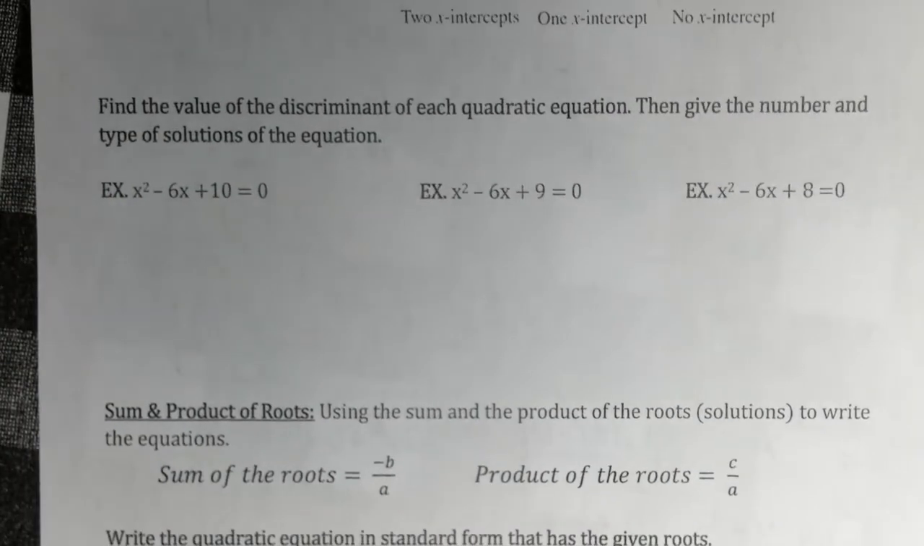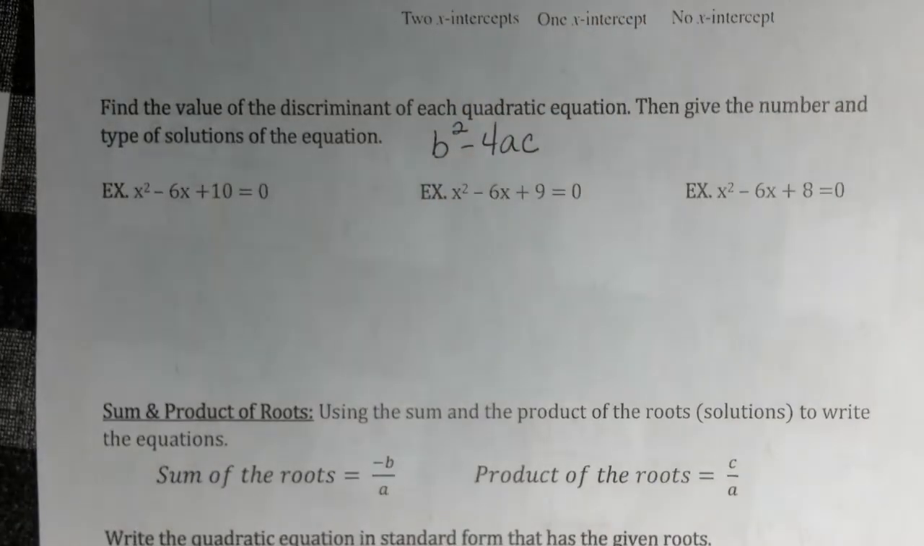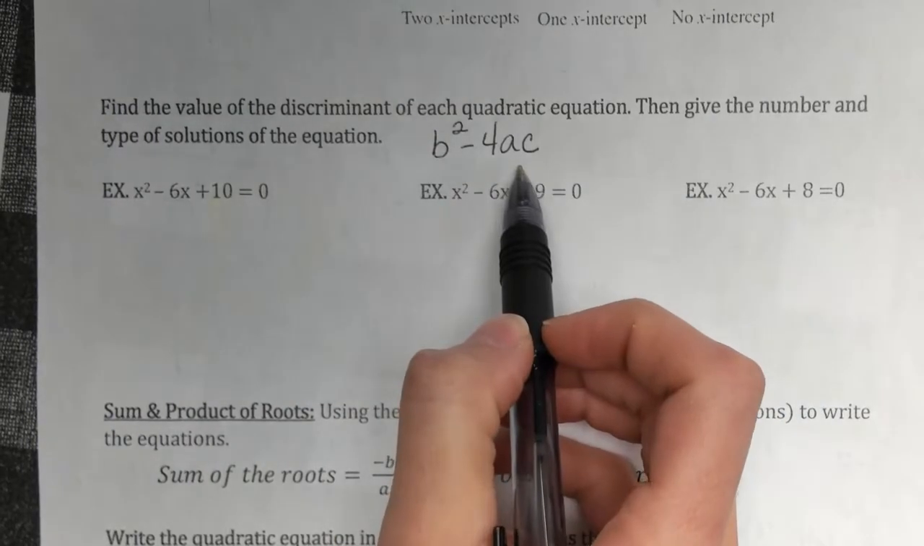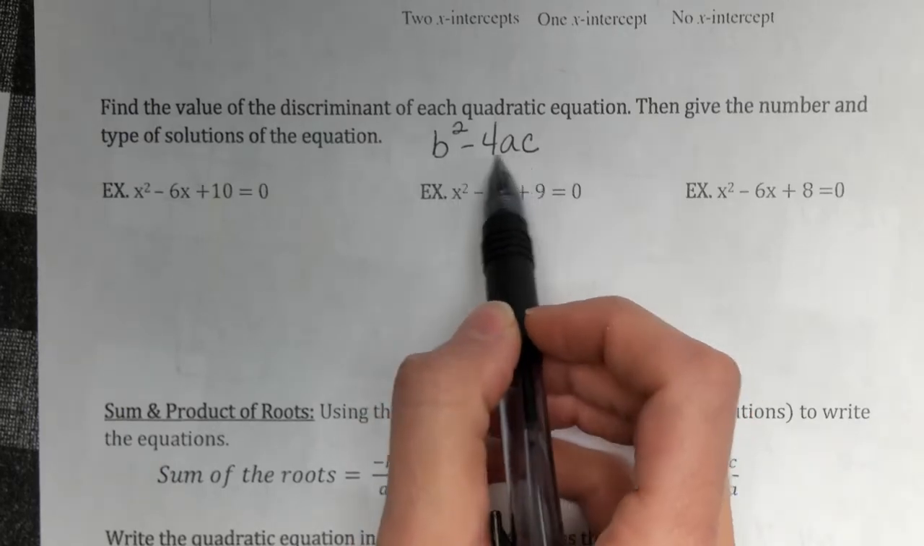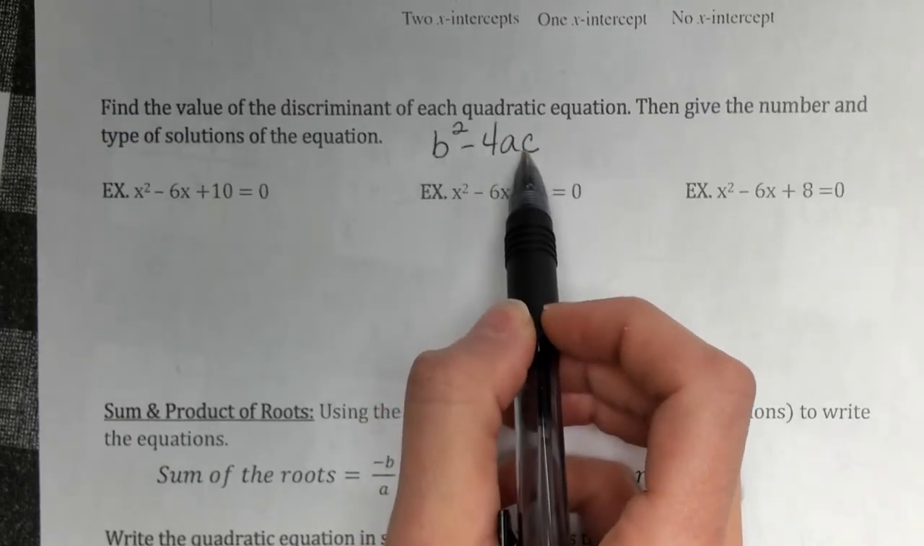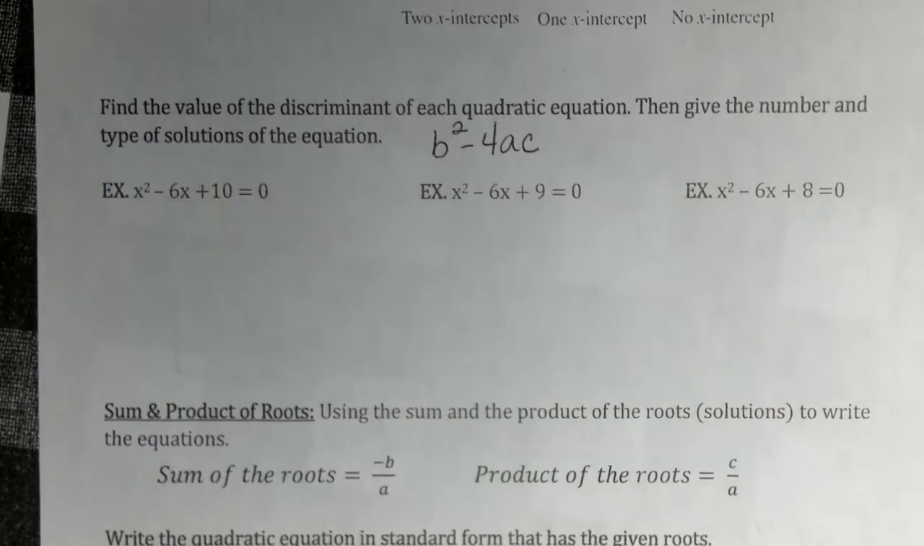So if I look at x squared minus 6x plus 10 equals 0, you're only doing b squared minus 4ac, which you're going to have to memorize. When I say find the value of the discriminant, you're going to have to know it's just the b squared minus 4ac, okay? And so you're going to do three parts to it. You're going to plug everything in. You're going to plug every number in. You're going to simplify each part, and then you're going to give me the value, okay?